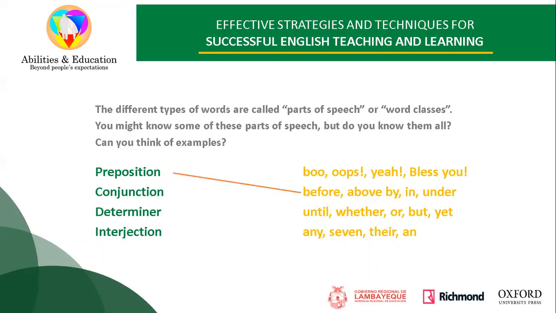Until, whether, or, but, and yet are in the group of conjunctions. In the group of determiners, we have any, 7, there, are, and. And in the group of interjections, we have boo, oops, yeah, bless you.